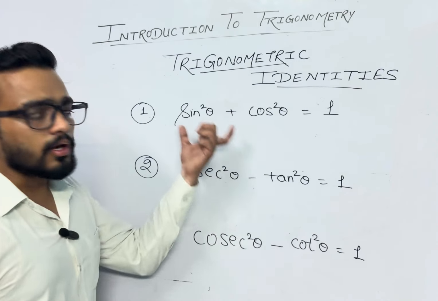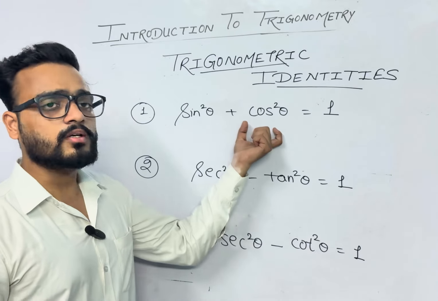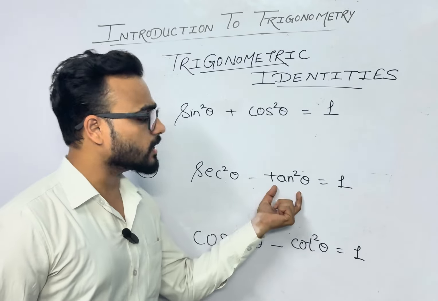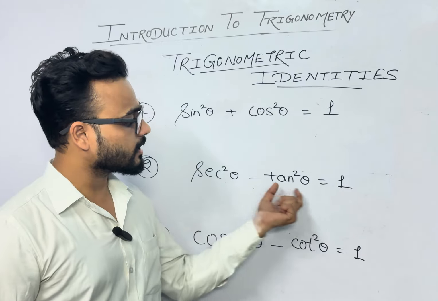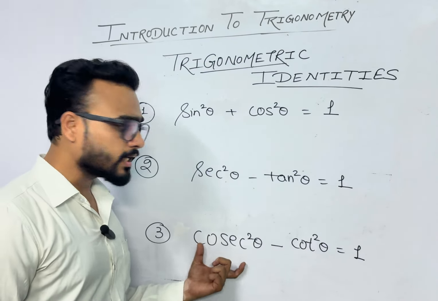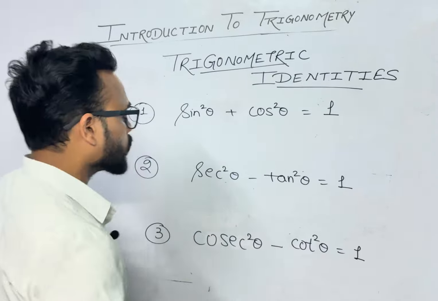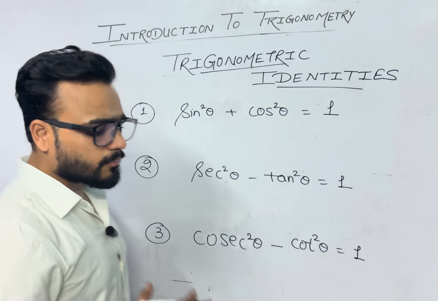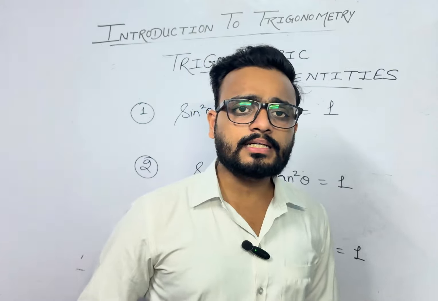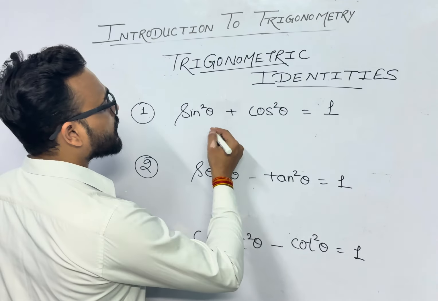How do we learn all these trigonometric identities? First relation is sine with cos, second is sec with tan, that is sec square theta minus tan square theta, and in place of sec we note down cosec, and in place of tan we note down cot. So these are the three fundamental trigonometric identities from which we can derive other trigonometric identities.